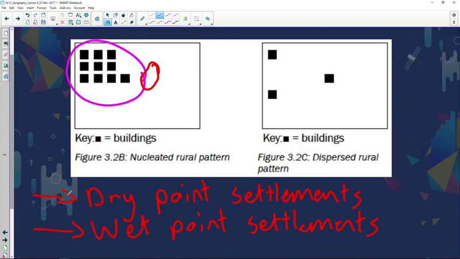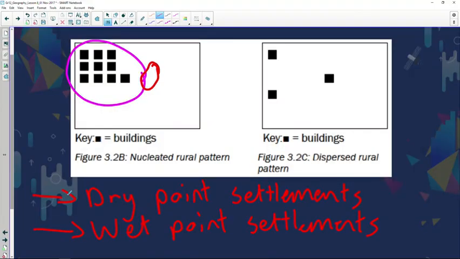Now, a wet point settlement is quite important as well. It's just exactly the opposite of a dry point settlement. Usually the farmers will live on the higher ground because they might be affected by the floodplain. So basically, they try to move away from areas that are affected by water.